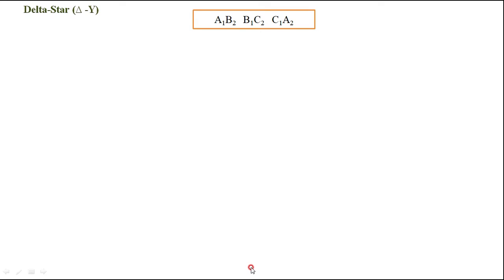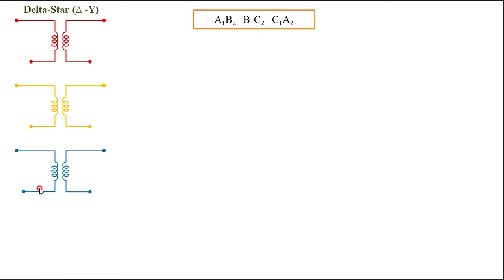As in the case of a star delta transformer, where we have seen two different connections for the delta connection, here also we have got two different connections for the delta connection. The first combination that I am taking is A1 B2, B1 C2, C1 A2. That is the delta star connection side. I have got three single phase transformers. I am connecting the primary in delta and the secondary in star.